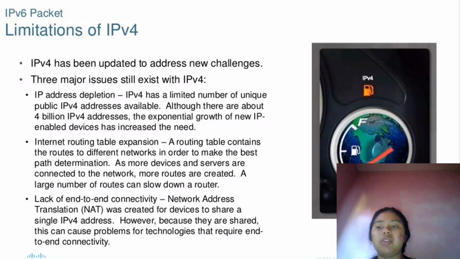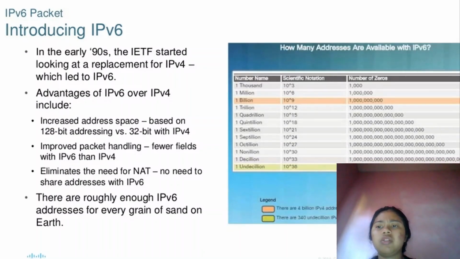Limitations of IPv4. IPv4 has been updated to address new challenges, but three major issues still exist with IPv4: IP address depletion, Internet routing table expansion, and lack of end-to-end connectivity. Introducing IPv6: in the early 90s, the IETF started looking at a replacement for IPv4, which led to IPv6. An advantage of IPv6 over IPv4 is increased address space, based on 128-bit addressing versus 32-bit with IPv4.